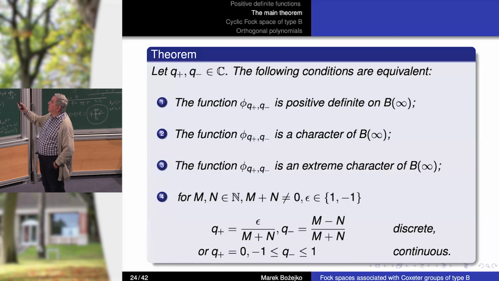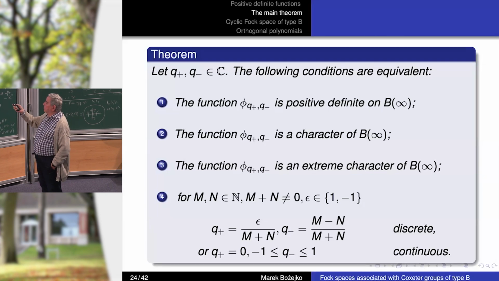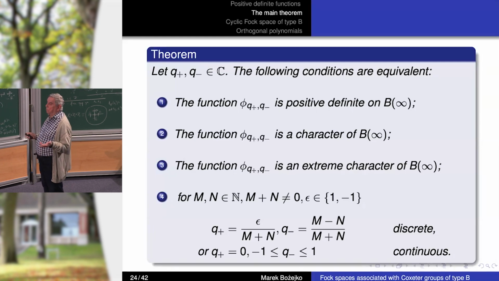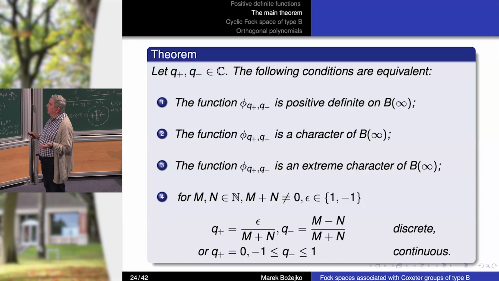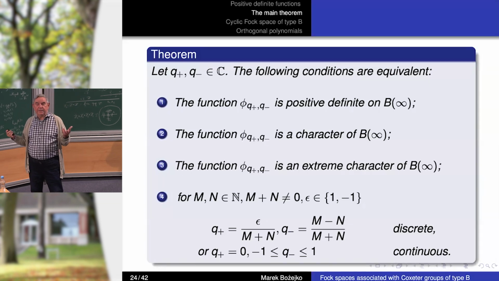And the result is, if you take any natural numbers m and n whose sum is not 0, and epsilon, we have a discrete series, like in the permutation group. So you could have plus or minus, like fermion and boson. And we also have, for Q plus, a continuous series. This is something that usually appears naturally in Lie groups: we have a discrete series and a continuous series.